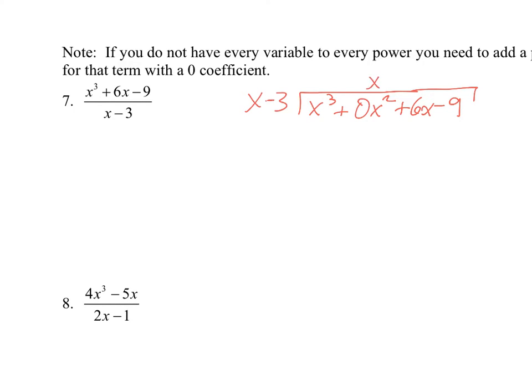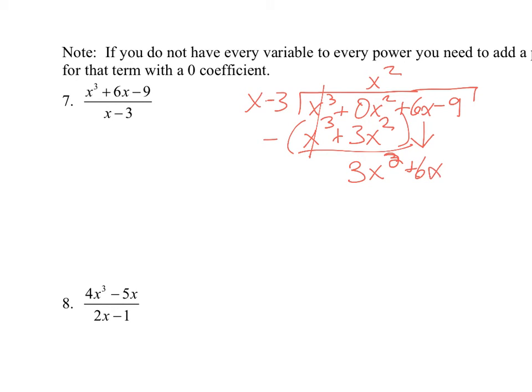Okay, so I need an x squared to get x cubed minus 3x squared. When I subtract this, the x cubed goes away, and my negative 3x squared becomes a positive 3x squared, so I have 3x squared. Now I bring down the plus 6x. I need a 3x to get me 3x squared. 3x times minus 3 is minus 9x.